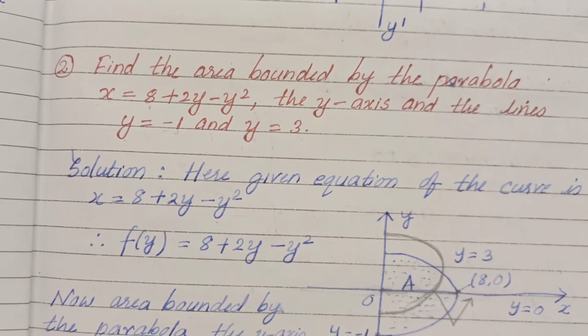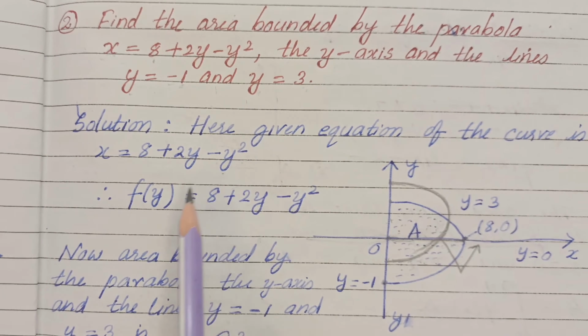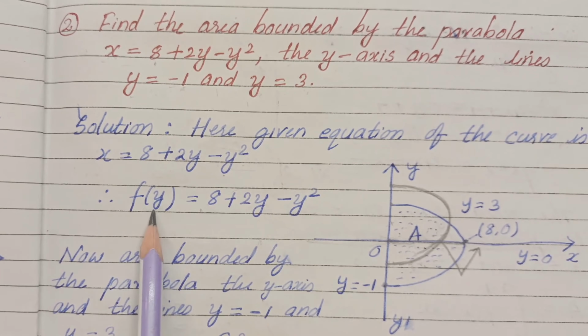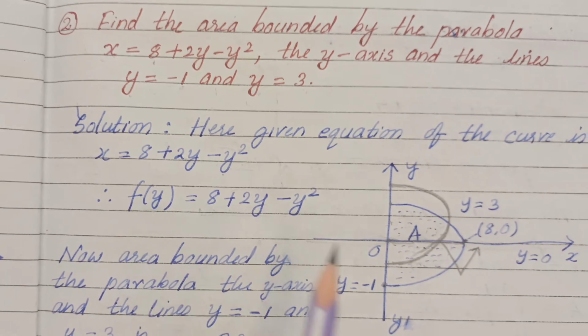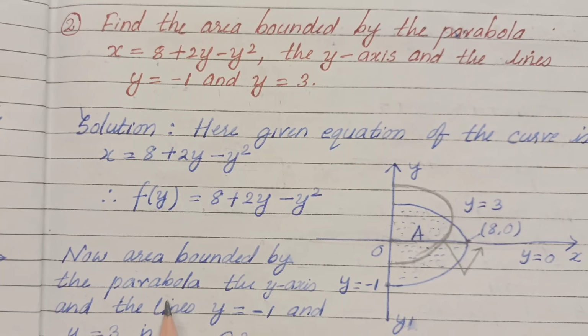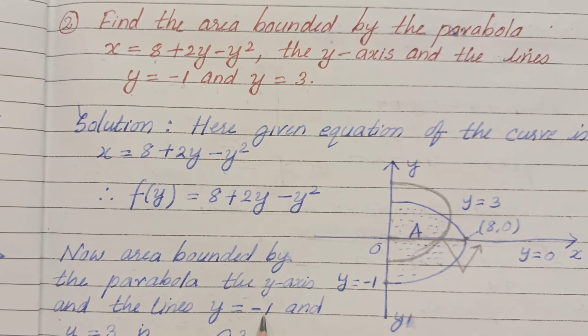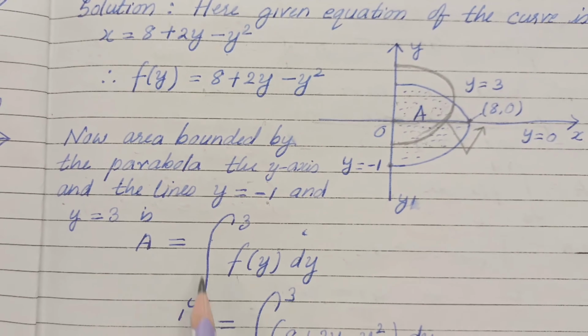So we can say, given the equation of the curve x is equal to 8 plus 2y minus y square, that means the formula will be the same formula, but in place of f of x we have just written f of y. So f of y is equal to 8 plus 2y minus y square. This was given, and we are just replacing this. Now you have the area bounded by the parabola, the y-axis, and the lines y is equal to -1 and y is equal to 3, we go with integration from 1 to 3. Sorry, it's not 1 to 3, it should be -1 to 3.